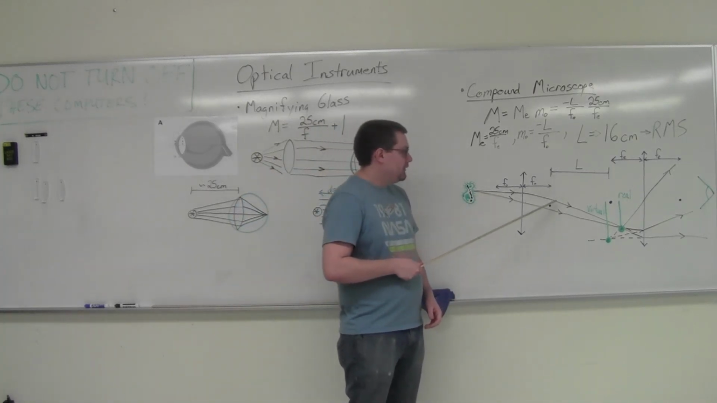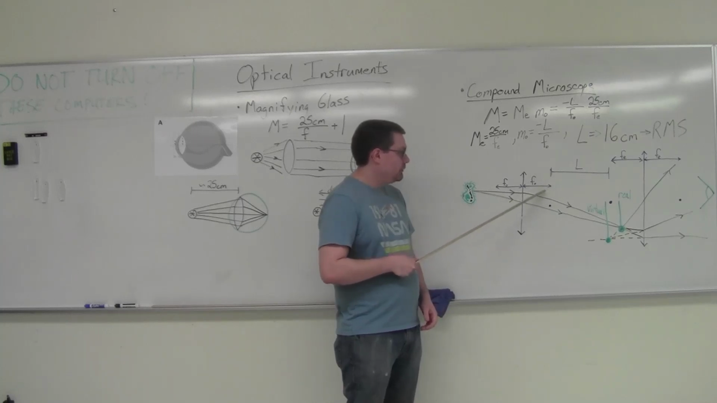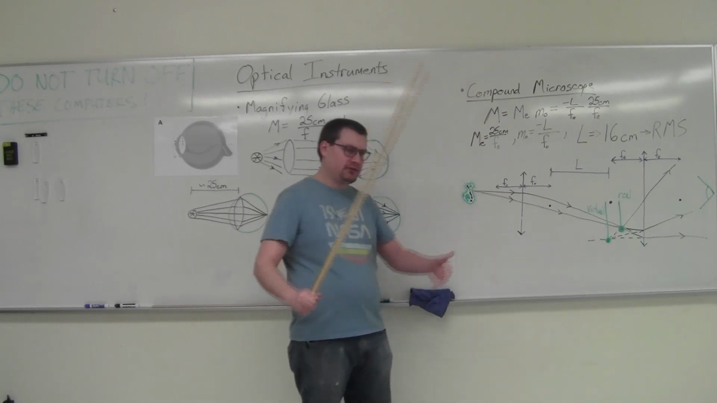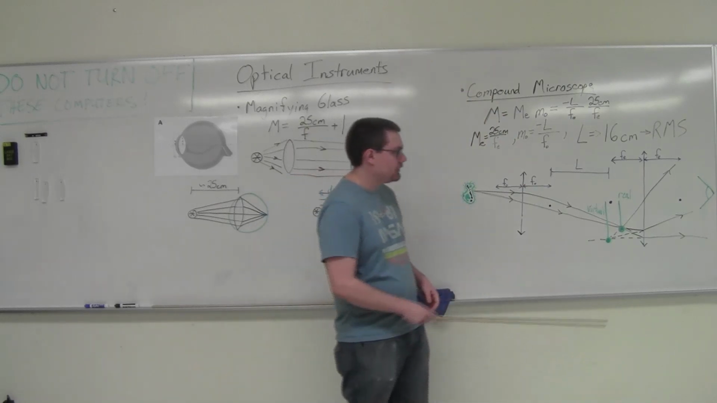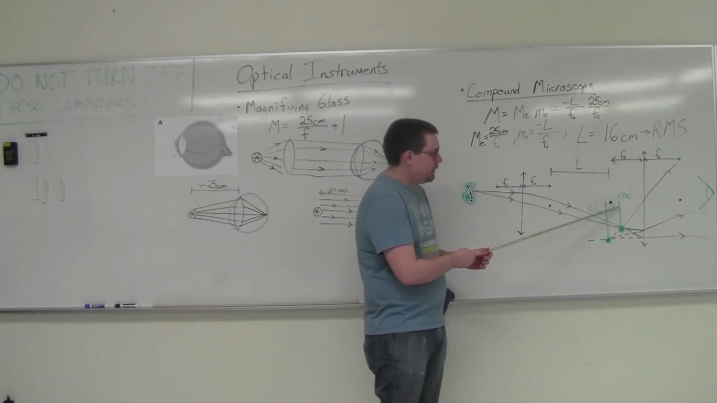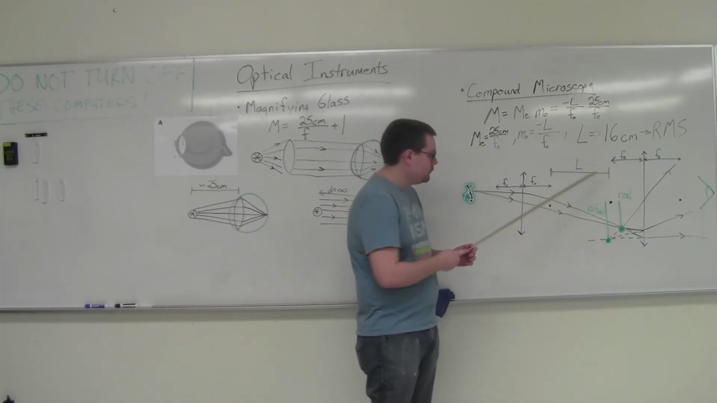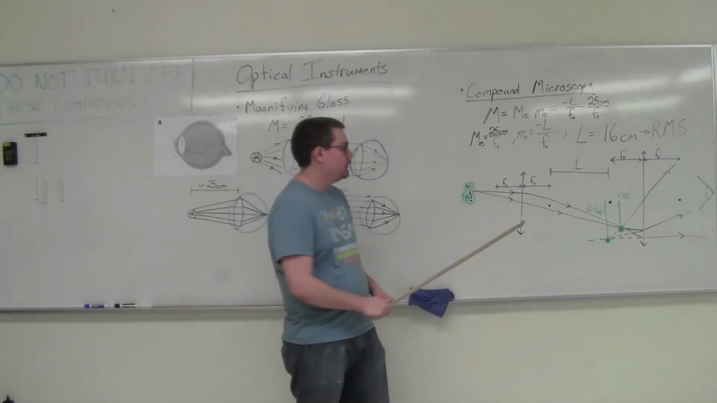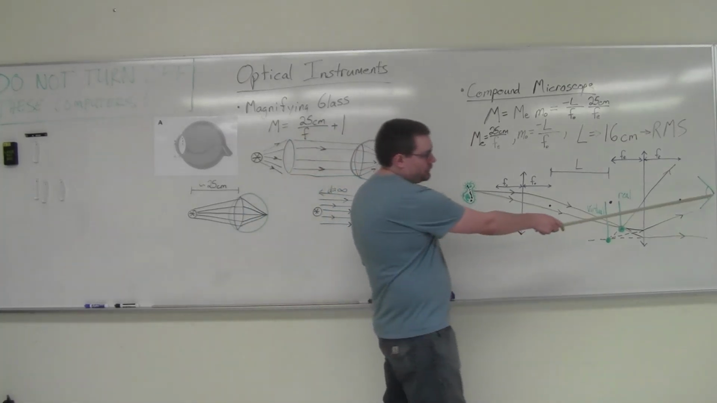Between the two lenses, there is a distance of the objective focal length plus L. L is known as the tube length, and is just a separation between the focal points of our lenses. And then our eyepiece is another converging lens placed L plus FO plus FE away from the first lens. And then over here is your eye.